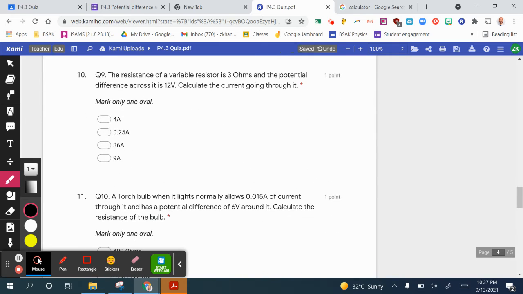Question 9. The resistance of a variable resistor is 3 ohms. So we've got the resistance is 3 ohms. The potential difference is 12 volts. And we want to work out the current through this variable resistor. So that's our question mark. Again, do we know a formula that connects the three? Yes. It's the same as what we've been using in the previous question. So resistance equals voltage over current.